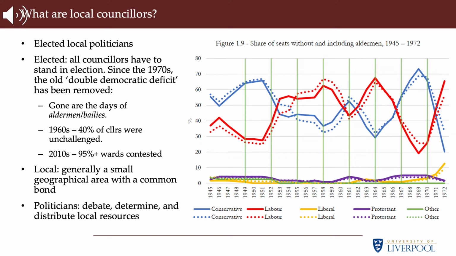Now, just like MPs, local councillors represent a certain area that we call wards. And these are generally small geographic areas that can vary in size, in fact can vary massively. But they are politicians, right? So these are people who typically stand on a party political label in order to seek votes to be returned to an office.